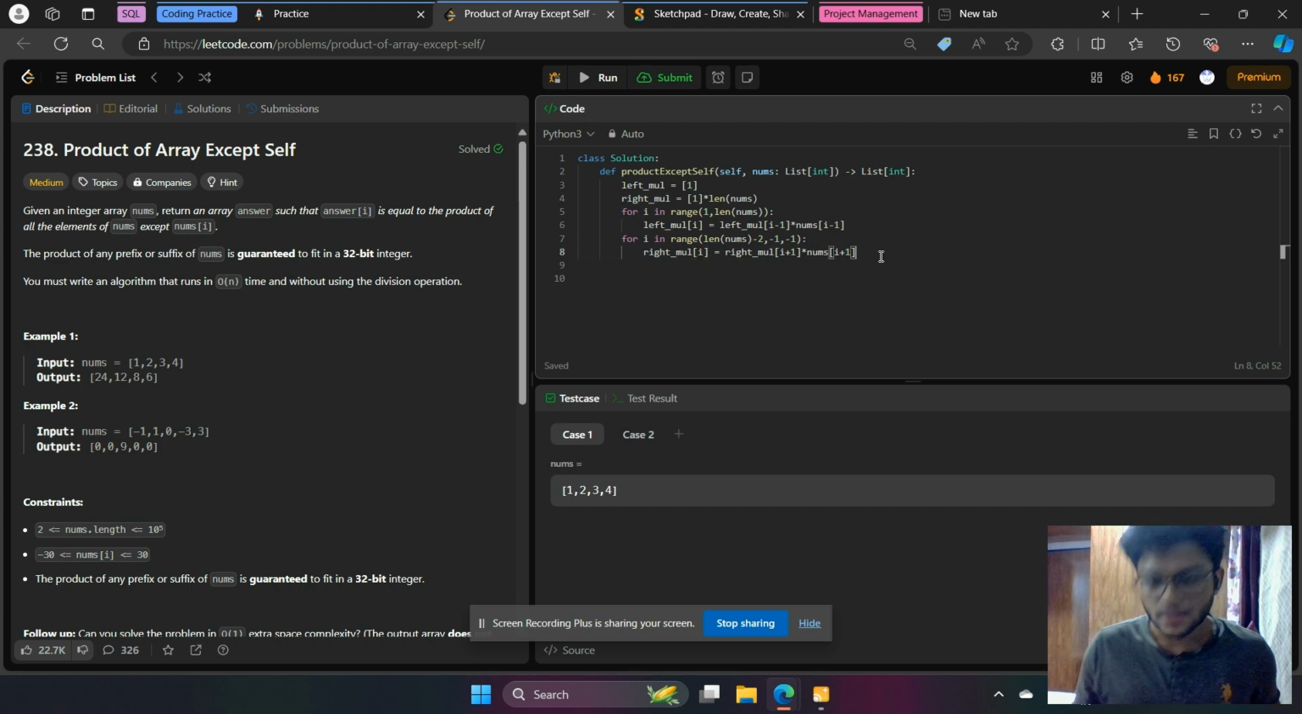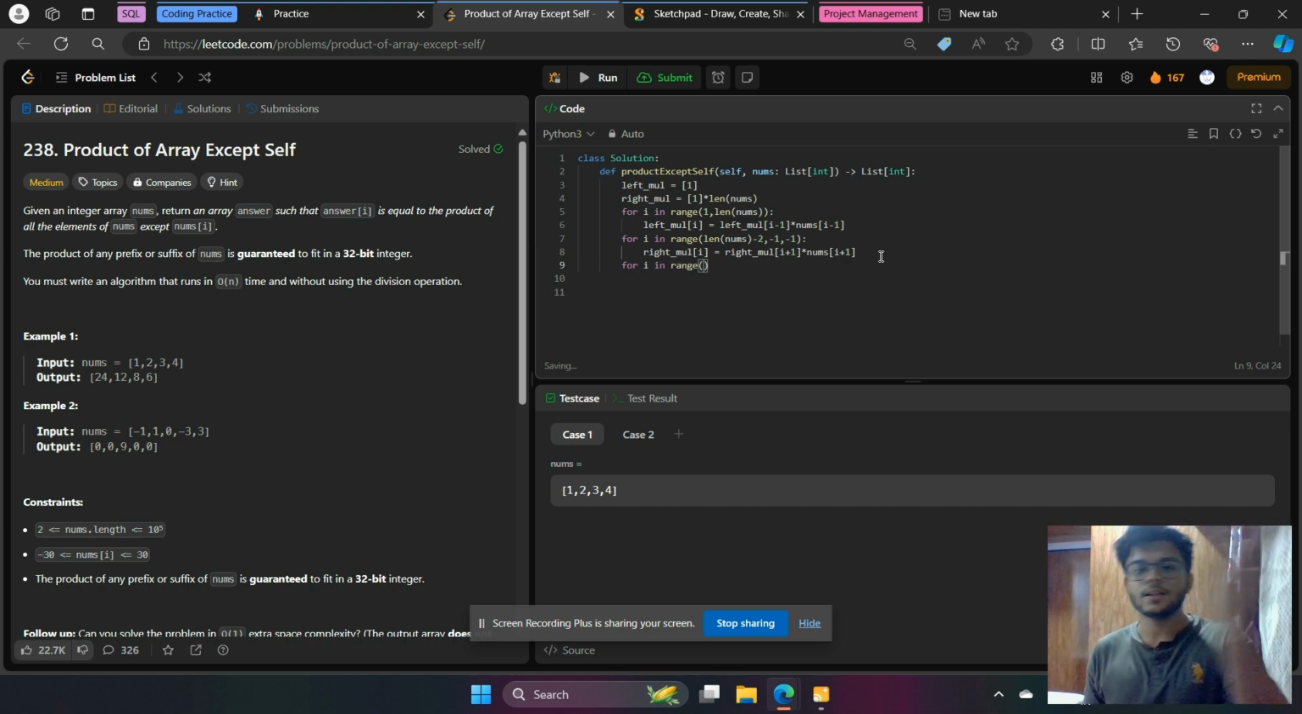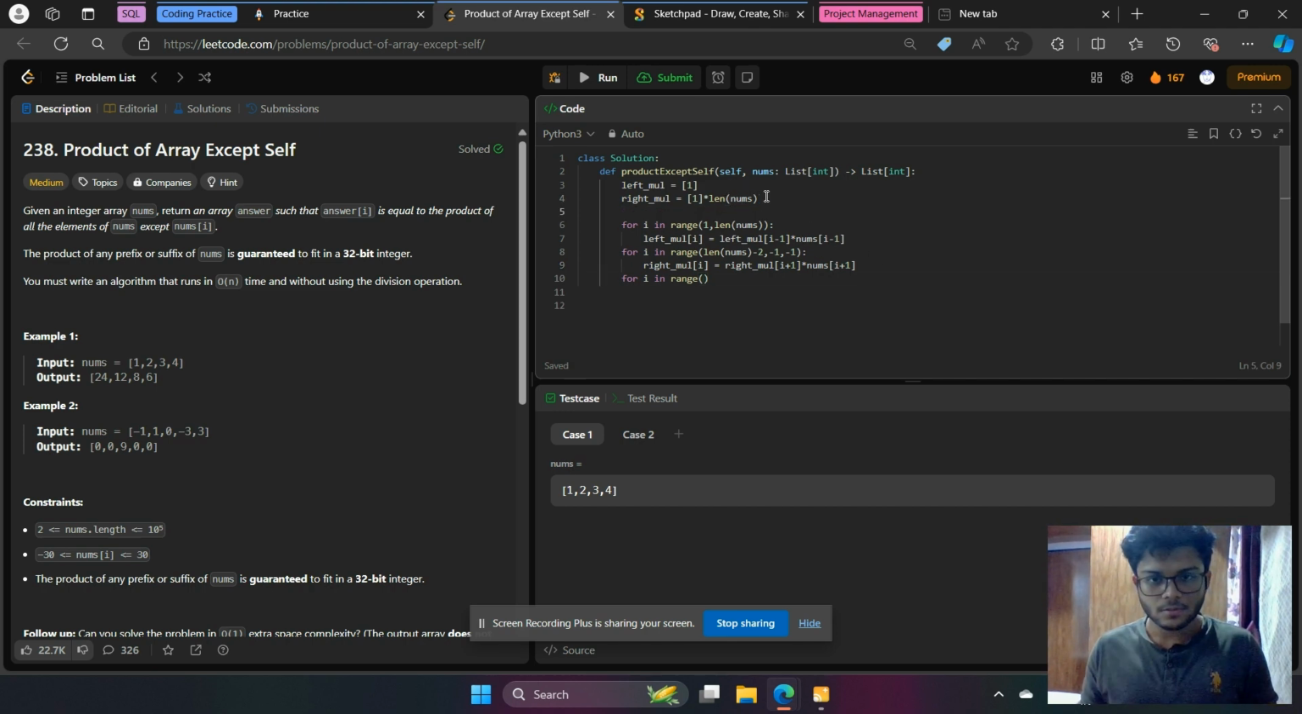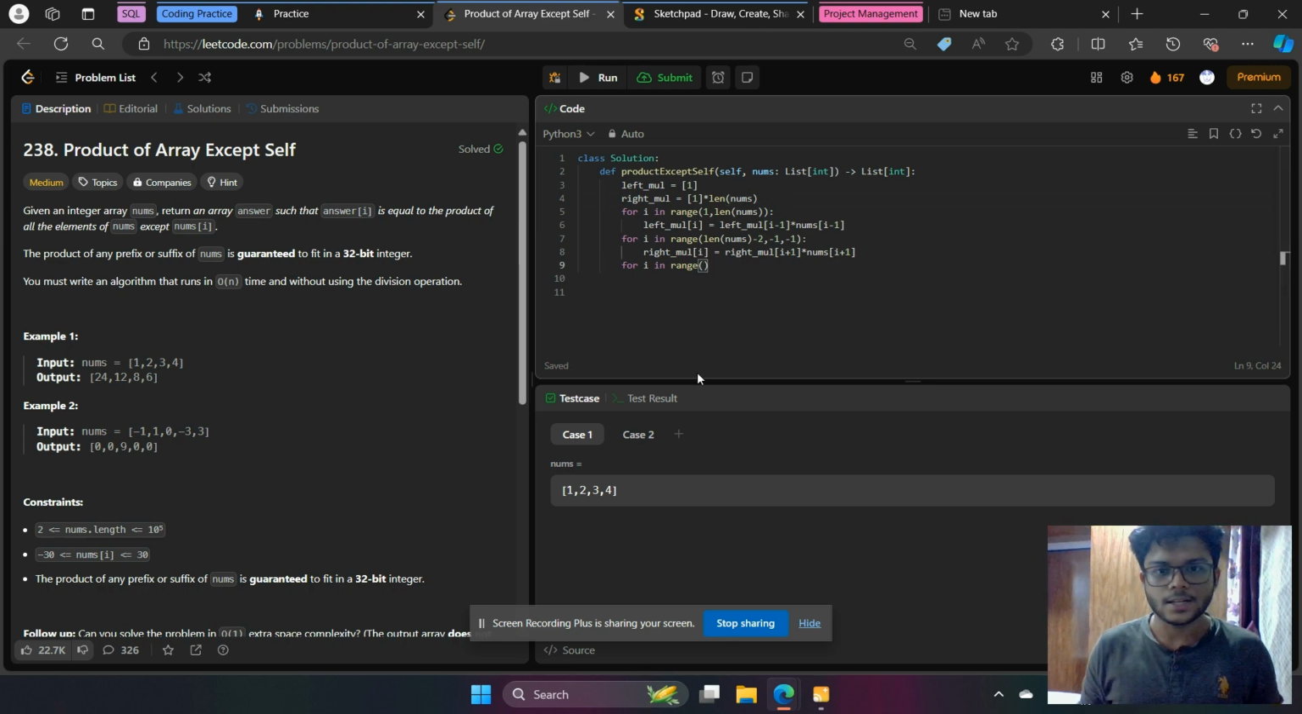Now we'll multiply the value of left mul and right mul to get the answer. I can just store it in the left mul or right mul array. No need to create another array.